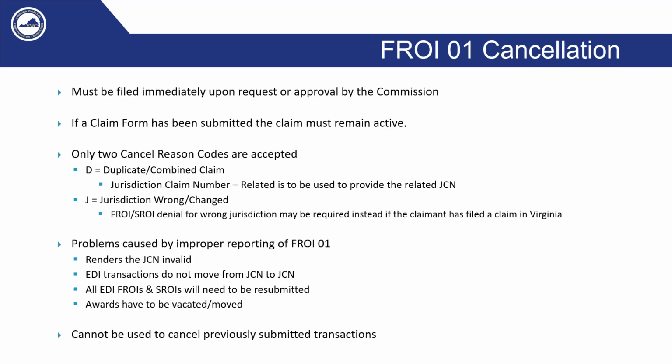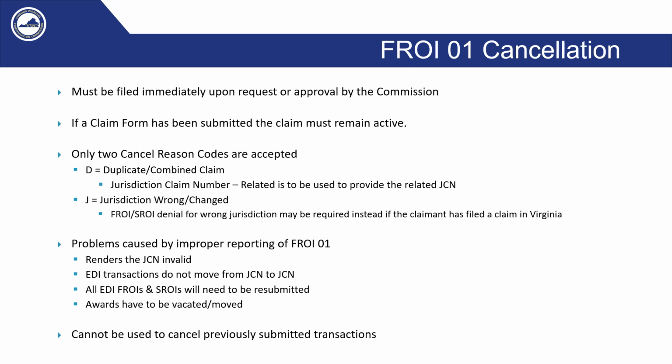401 cancellation. It must be filed immediately upon request or approval by the Commission. A claim must remain active in the Commission's system if there's a claim form on file. There are only two cancel reason codes acceptable: D for duplicate combined claim, for which the data element, jurisdiction claim number related, will be required to provide us the related JCN, and J for jurisdiction wrong or changed.